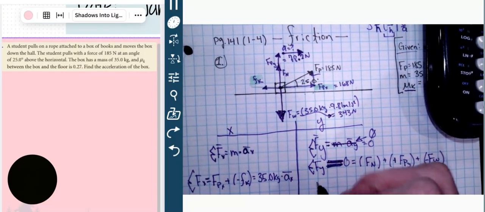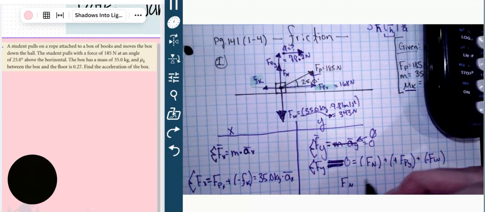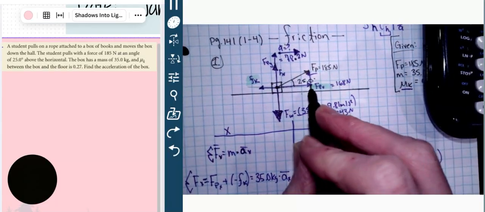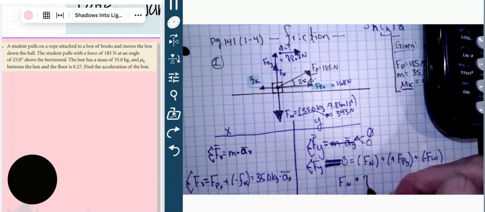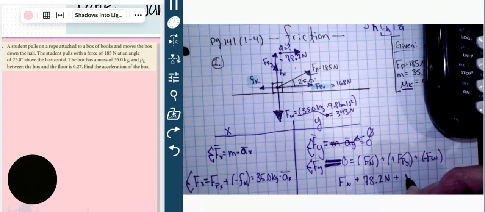Alright, so I can plug that value in. I'm just going to flip these around so it makes a little bit more sense. My force normal I don't know yet, but if I add my force pull in the y, which I do know, that upward 78.2 newton force, now I'm going to add a negative force weight. My force weight was 343, so negative 343 newtons. Alright, and that's equal to 0. Since this is a negative, I can add 343 newtons. Add 343 newtons. Okay, that's gone.